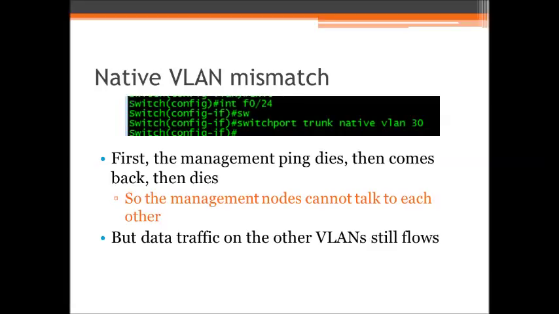And what happens? Well, immediately the management ping dies and then it comes back as the switches are figuring it out. There's some traffic that goes back and forth, and the two switches are talking to each other via CDP, and suddenly the management nodes cannot talk to each other at all. But the traffic on the tagged VLANs still flows. So this is a problem with the untagged or native VLANs, not the data VLANs.